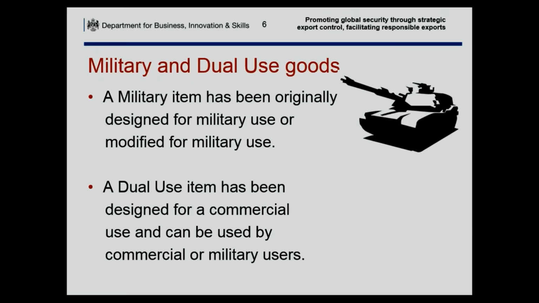Dual-use items are controlled because they could be used by military end users, or they could be used in weapons of mass destruction, and that could be nuclear, chemical, biological. And the dual-use list covers the items that are the most sensitive that could be used in those applications. Typically, only about 1% of dual-use items are controlled. The majority are not controlled. And so that's a significant difference to the military list, where the majority are controlled.